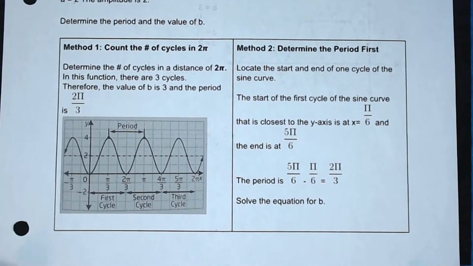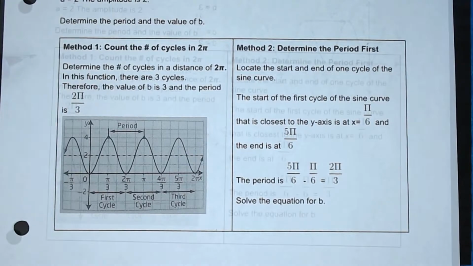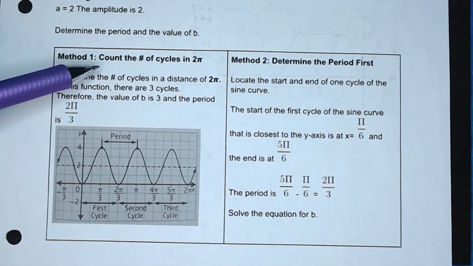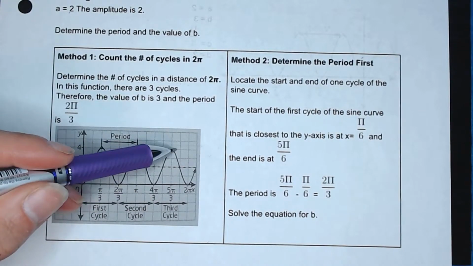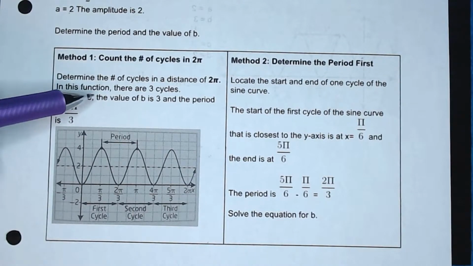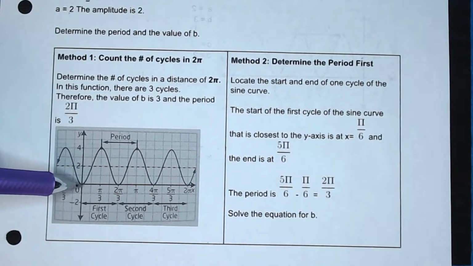The next part, you need to determine the period and the value of b. There are two different ways you can do this part of the problem. Just do whichever one suits you and whichever one's easiest for you. In method 1, you're just going to count the number of cycles in 2 pi. So 2 pi is here. In this function, we have 1, 2, 3 cycles. Therefore, the value of b is 3, and the period is 2 pi over 3. You can see that it repeats beginning right there.